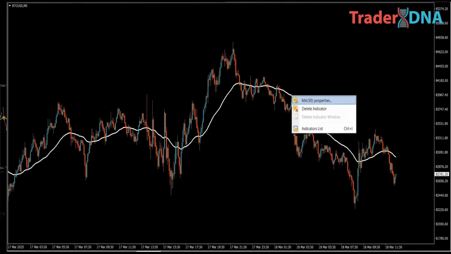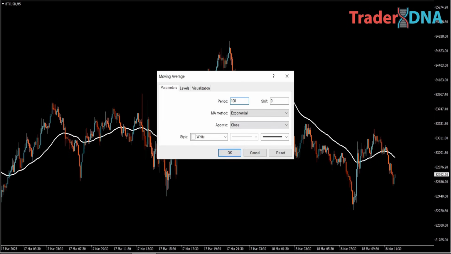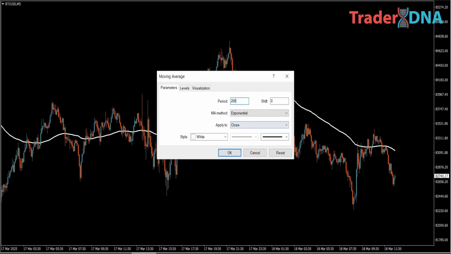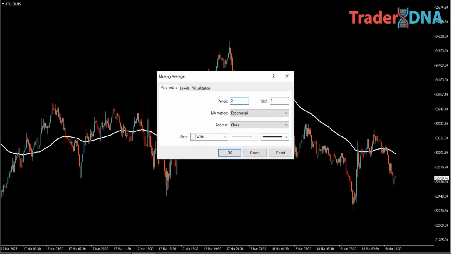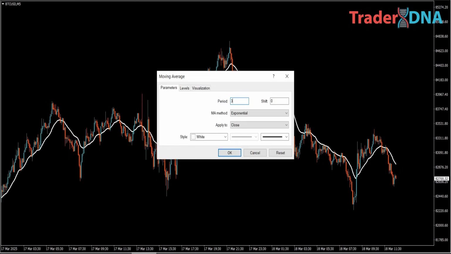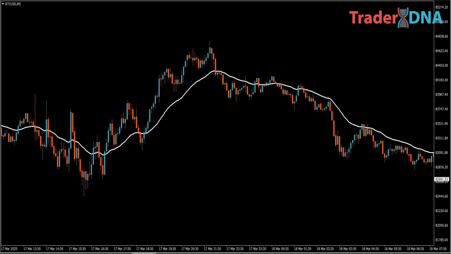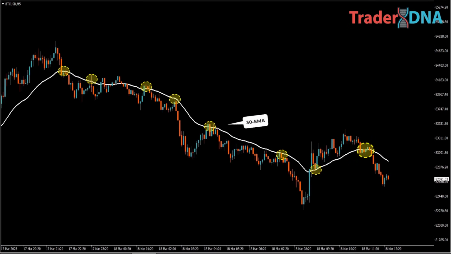Next up, check out this chart. We're testing multiple EMAs, 50, 100, 200, 80, 20 and 30-period EMAs. And after analysing them all, guess what? The 30-period EMA turned out to be the most reliable for capturing price movements in this scenario, and that is how you use moving averages the right way.